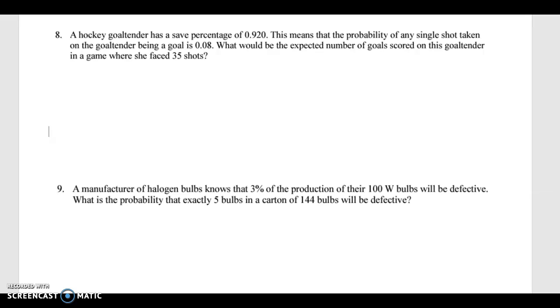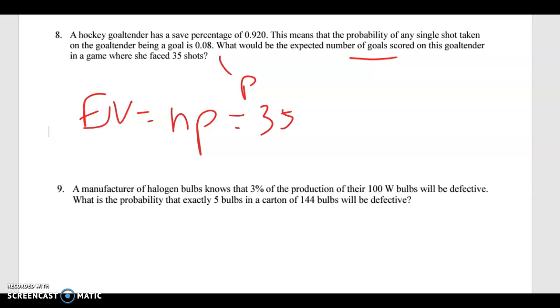So the probability of success here, you have to answer, is it 0.92 or 0.08? If we talk about the number of goals, success is a goal, so that's P. Okay? So the expected value is simply NP. So 35 times 0.08 is 2.8. So with 35 shots on goal, we expect almost 3 to score.